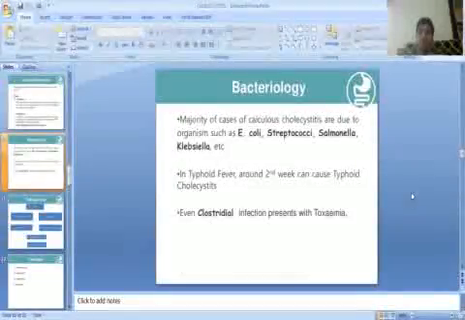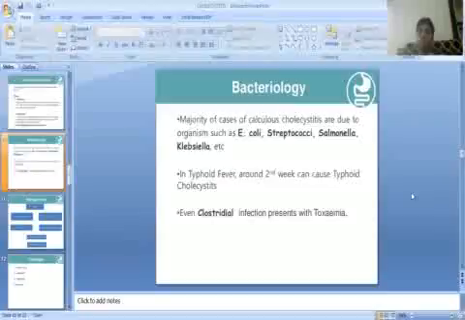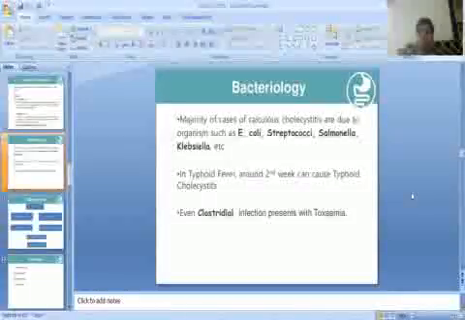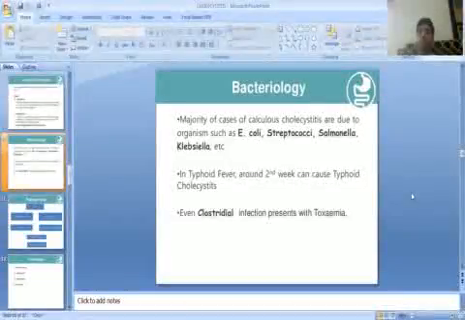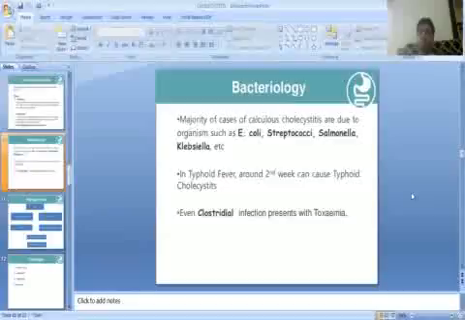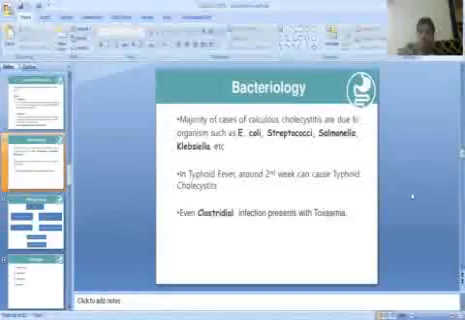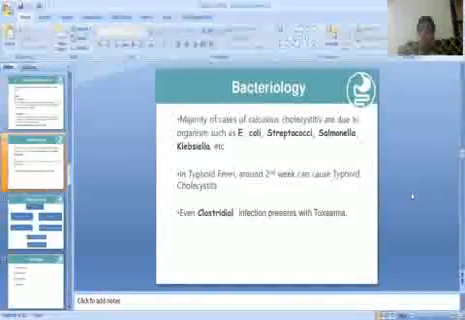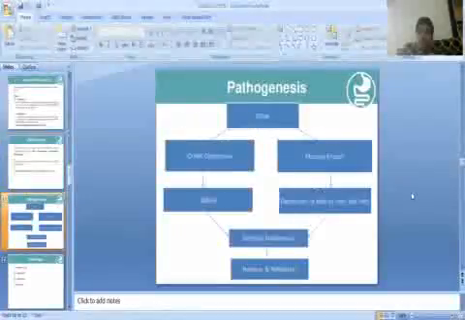Bacteriology. The majority of cases of calculous cholecystitis are due to organisms such as E. coli, Streptococci, Salmonella, Klebsiella, etc. In typhoid fever, around the second week, it can cause typhoid cholecystitis. Even clostridial infection can present with toxemia.